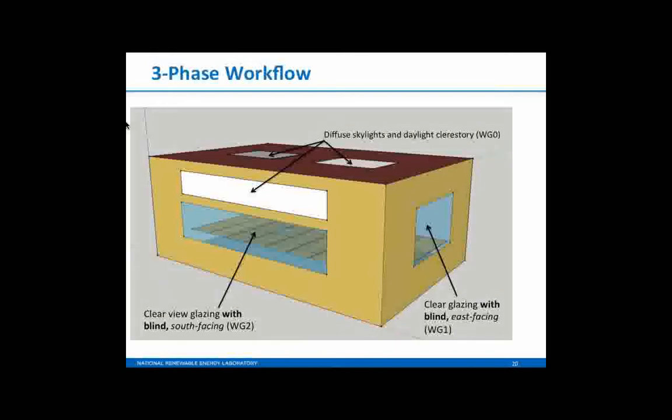Again, this happens automatically. This window and this window are both clear, and they're both the same visible light transmittance, let's say, but they're facing different directions, so the sampling problem is different. So this one's going into window group 1, and this one's going into window group 2. Again, all this is happening automatically with the forward translator. All you do is hit the run button, and you say, look at my awesome 3-phase simulation and all this data that I got automatically.